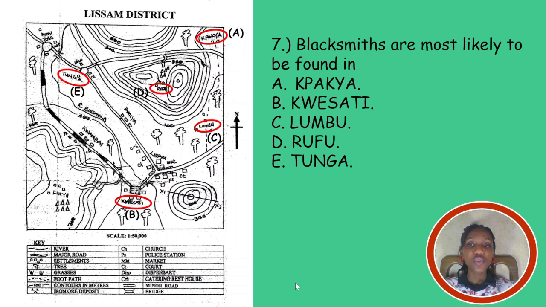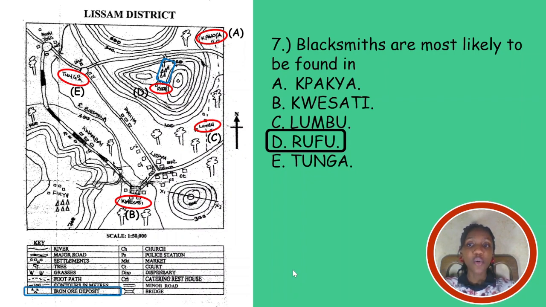So now you should be able to see the answer, which is option D, Rufu. As we mentioned in the previous questions, the triangles around Rufu that is located on the saddle represent iron ore deposits, which we can easily see from our map key.